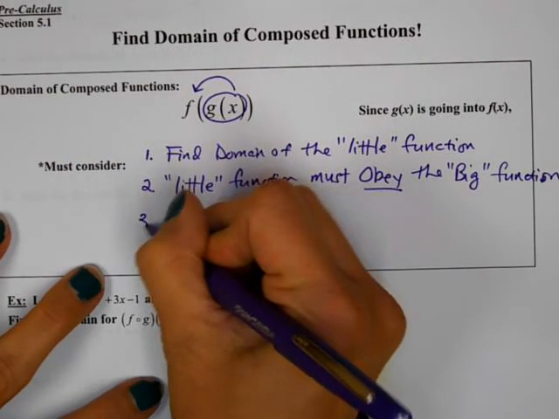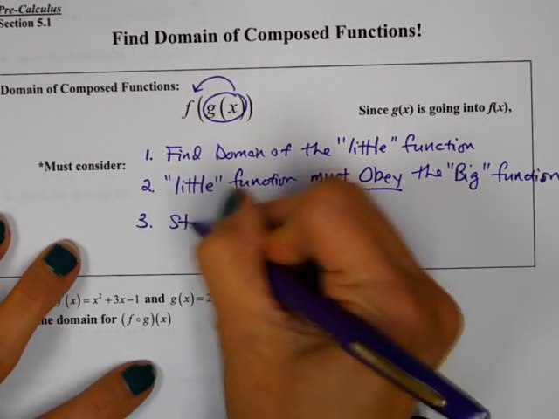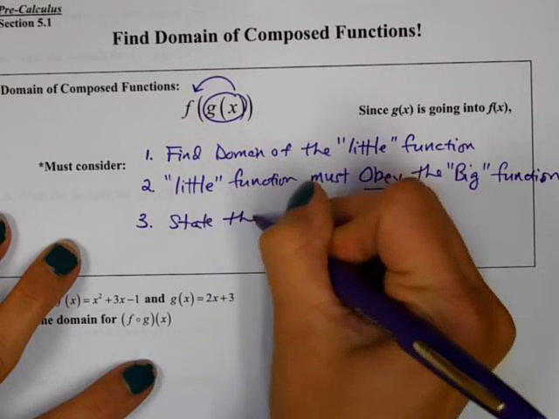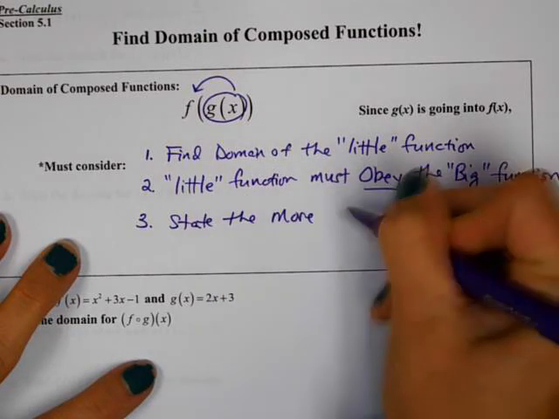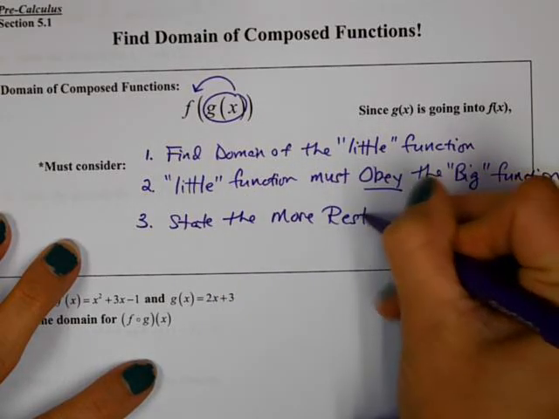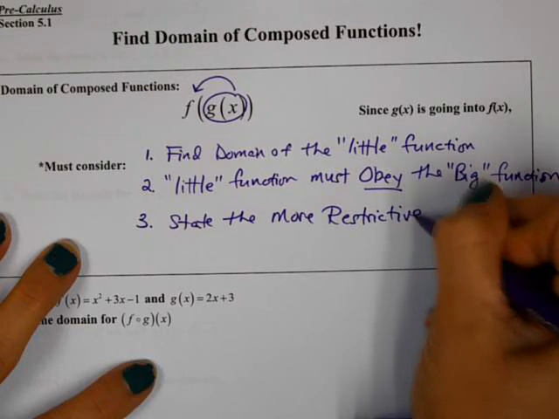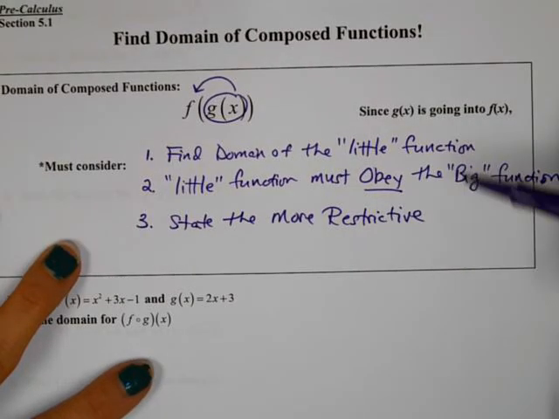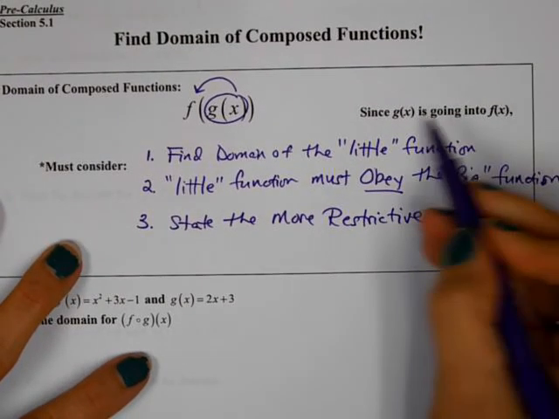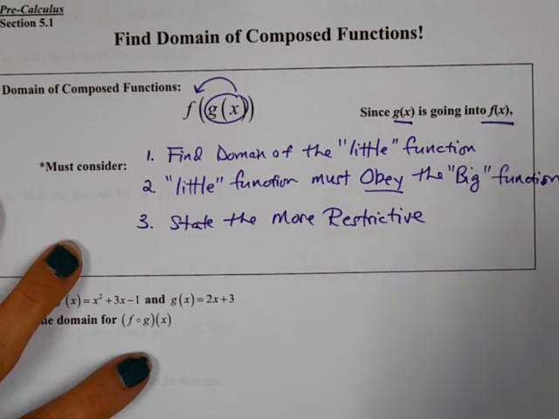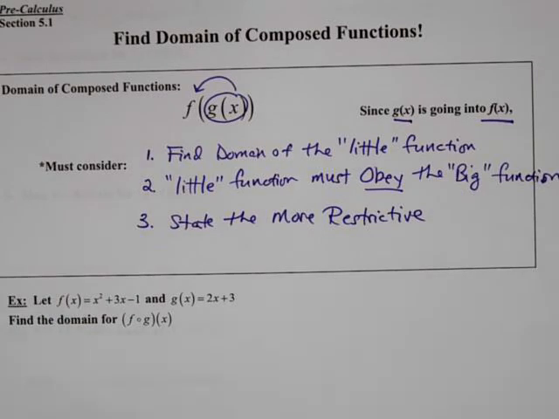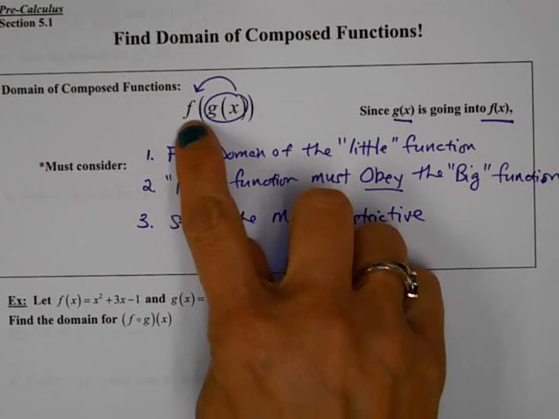And then the third thing that we're going to do is we're going to state the more restrictive one. We'll state the more restrictive one, okay? We have to do this three-step process since g of x is going into f. You can't just look at f of x and g of x separately because they go into each other, okay?